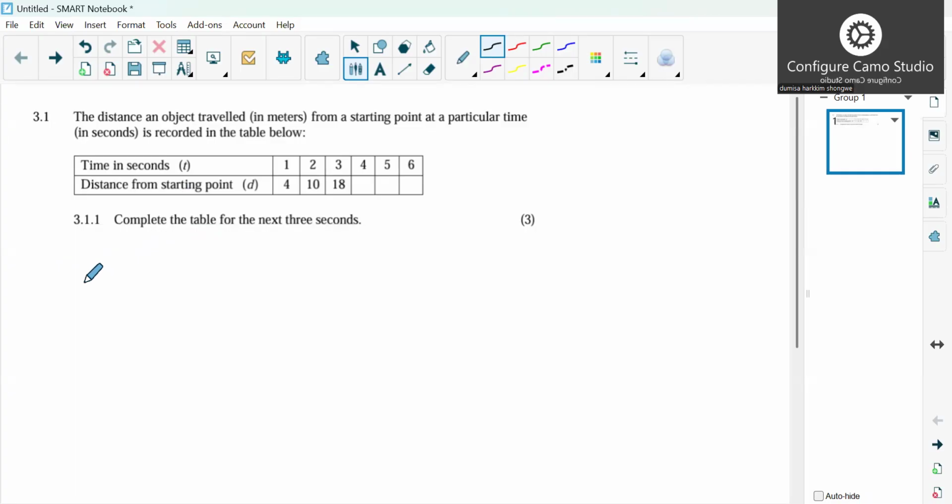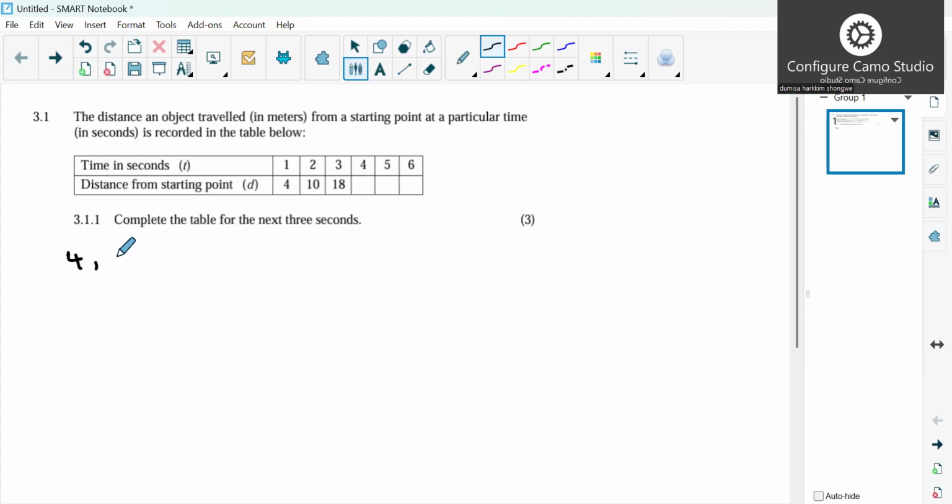Okay, Dimpo, can you take us through our table? Time in seconds is 1 second, 2 seconds, 3 seconds, 4 seconds, 5 seconds, and so on. And then what is our pattern from there? We have 1, which goes with 4. Then 2 goes with 10. So that's our second pattern.